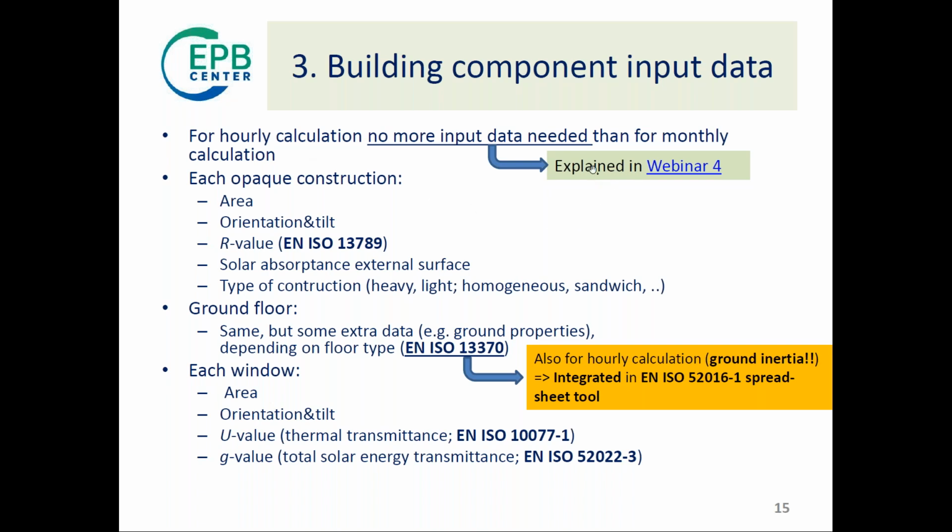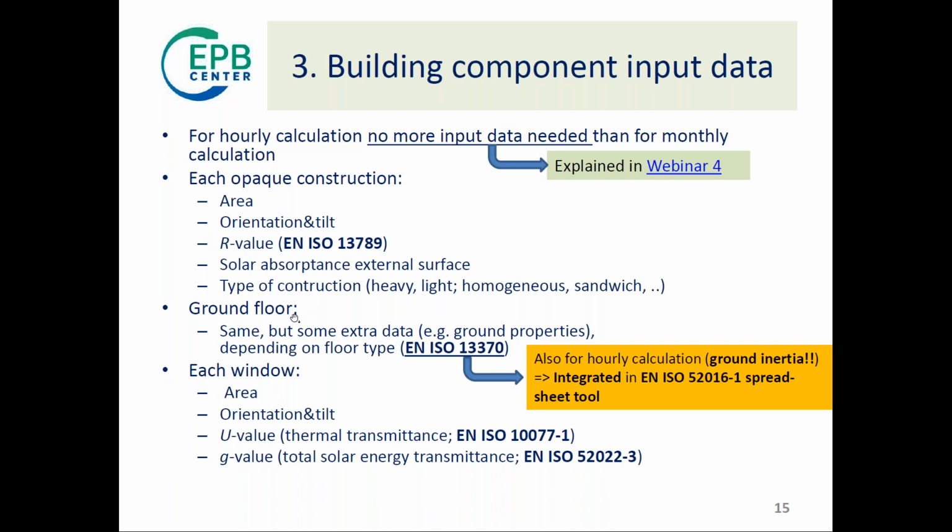So if you want to know more about that, go to the recording of webinar 4. And this is the typical list of input data you need on the building component. So of course, for each opaque construction, roofs and walls, the area, orientation and tilt angle, the thermal resistance, solar absorbance of the external surface, and the type of construction, so a rough indication whether it's a heavy, light, homogeneous type or a sandwich type, with thermal insulation in the middle or on the outside, etc.